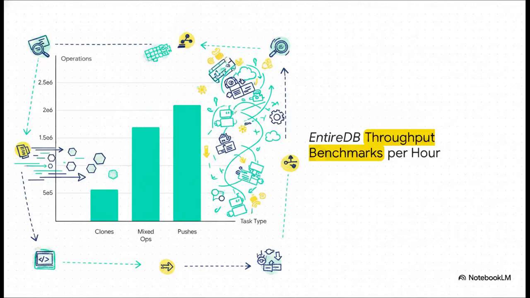To put that scale into perspective, get a load of these benchmark numbers for Entire's distributed Git network, which they call EntireDB. In testing, they sustained 570,000 clones per hour. They handled 1.7 million mixed clone and push operations, and a staggering 2.1 million pushes per hour. Obviously, these are not human numbers. This is the massive throughput required for the agentic era.